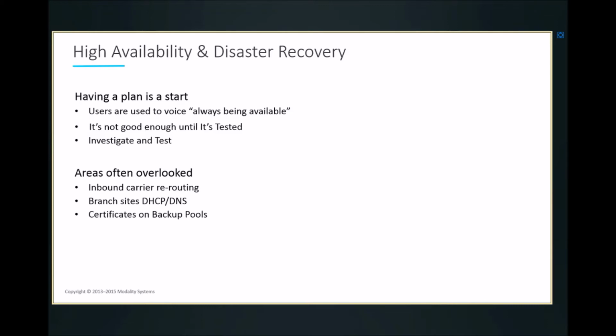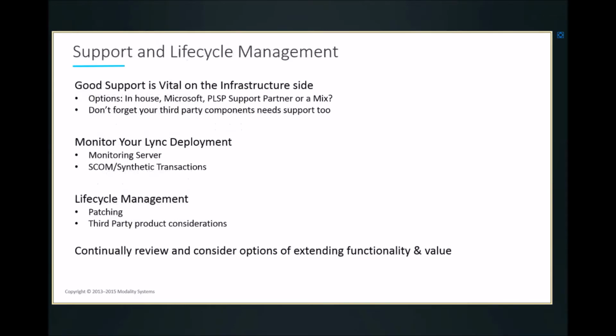So if you're dependent on the virtualization platform, what's the SLA on that? If you're dependent on the network, what's the SLA on that? It might be that those are less than you want for your service, and you have to think about whether those are acceptable business risks, or whether you need to bulk up or improve in those areas. Three areas that are often overlooked: inbound and outbound rerouting from a carrier, branch sites, and certificates. They're the ones time and time again we see people miss, so be sure to look out for those.